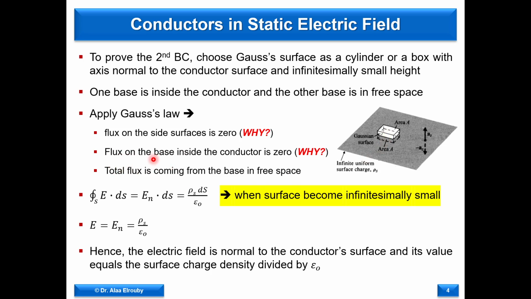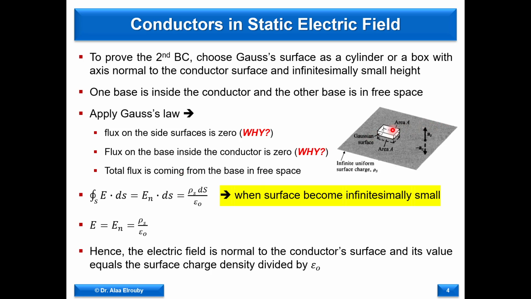The flux on the lower base also equals 0. You need to think about it. Why? We just said that the electric field inside the conductor equals 0. Why is that? Because any 2 points inside the conductor have the same potential, so there couldn't be any field between them. So there is no electric field inside the conductor because all the points inside the conductor are equipotential. So the flux, or E dot ds, on the bottom equals 0.